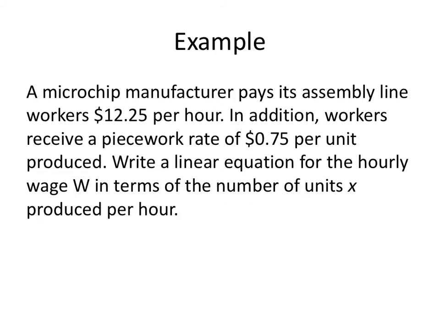Alright, a microchip manufacturer pays its assembly line workers $12.25 per hour, so that's probably important. In addition, workers receive a piecework rate of 75 cents per unit produced. Alright, write a linear equation, and that's very important, write a linear equation for the hourly wage W in terms of the number of units x produced per hour.